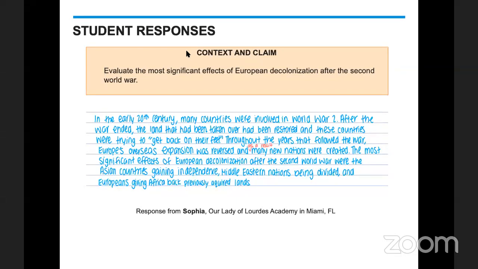So Sophia, I think your claim is really clear. You've identified what you think the effects are. You developed a line of reasoning. I know what you're going to be talking about in your body paragraphs. Your contextualization is pretty good. And this is the contextualization piece that, if I were to give you any advice, I would say we need a sentence or two more here, because we have a little bit, but it's kind of generic.